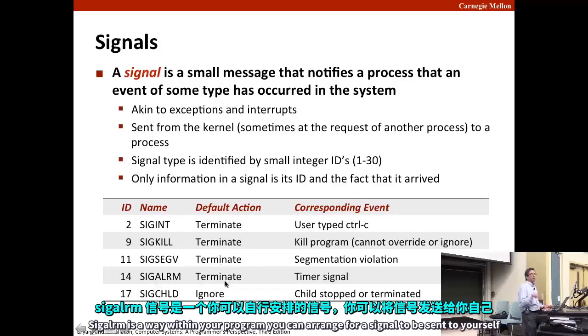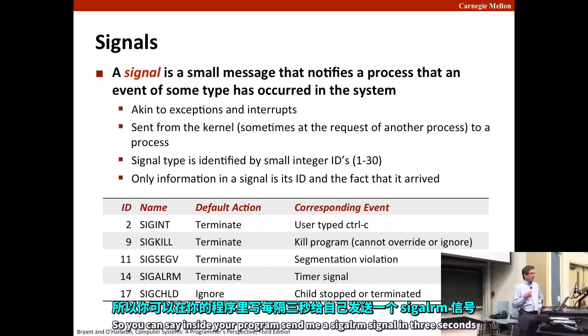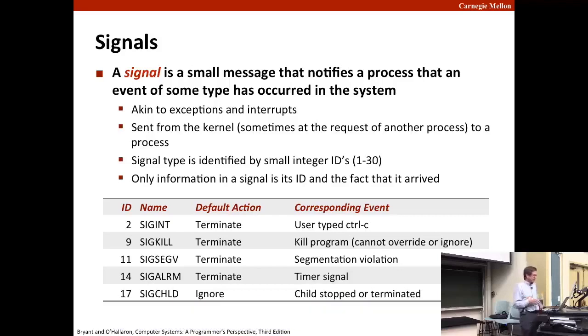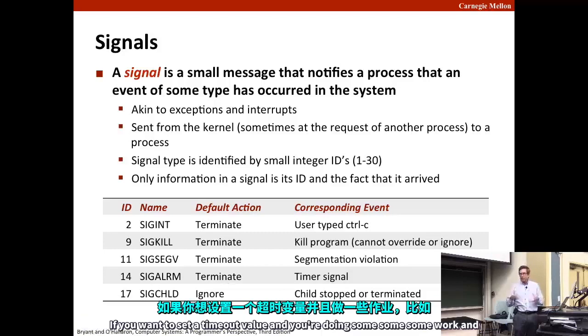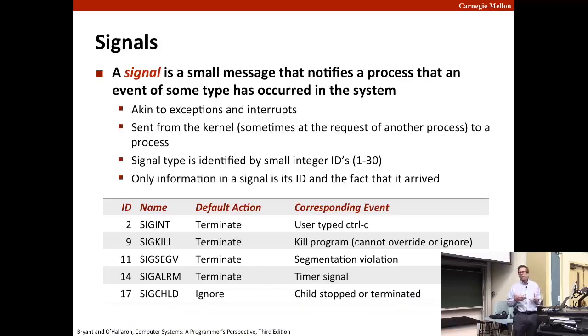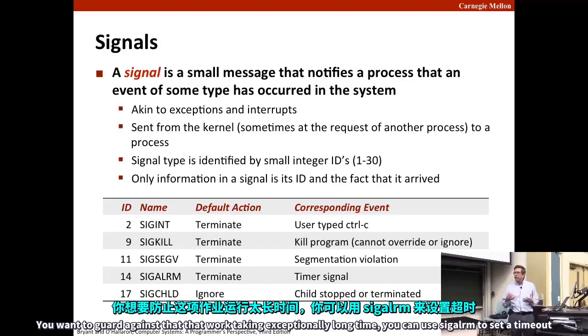SIGALRM is a way within your program you can arrange for a signal to be sent to yourself. So you can say inside your program, send me a SIGALRM signal in 3 seconds, something like that. This is a way to set up timers and timeouts. Like if you're doing some work and you want to guard against that work taking an exceptionally long time, you can use SIGALRM to set a timeout.